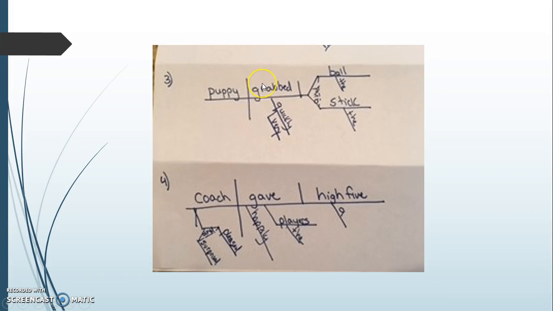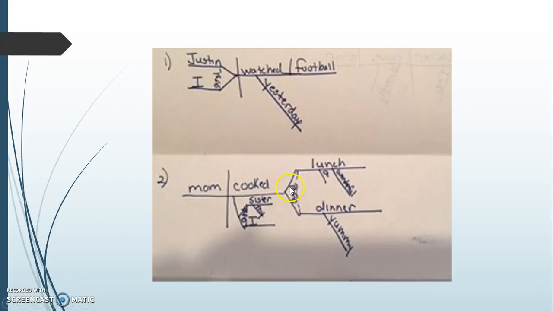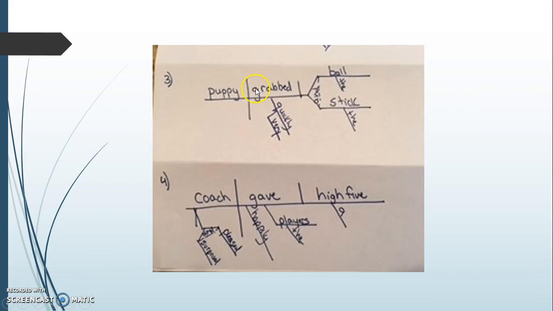The golden puppy grabbed the ball and the stick very quickly. So the golden puppy grabbed the ball and the stick, and very quickly modifies grabbed. Even though it was further on in the sentence, it's still telling how he grabbed something. And last but not least, we have a compound adjective. The pleased and surprised coach happily gave the players a high five.